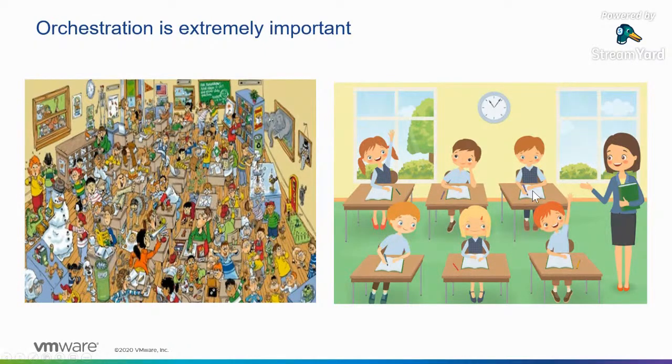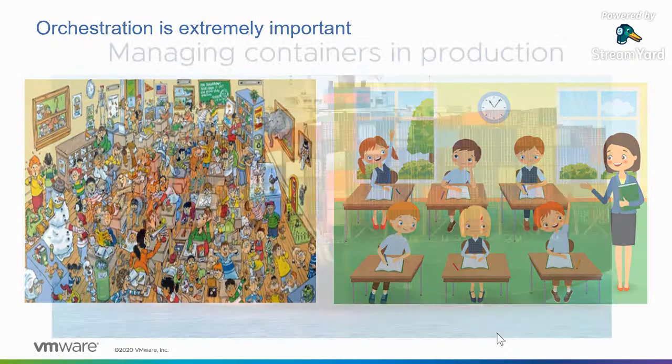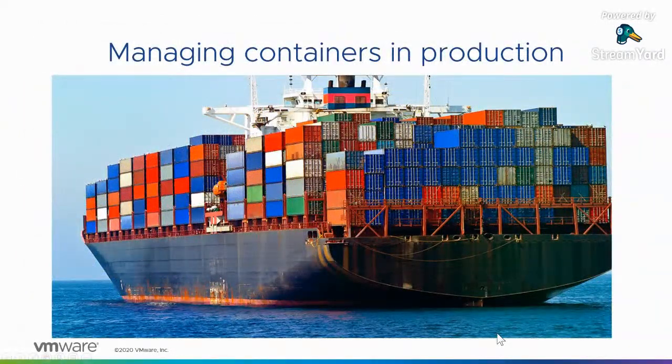The difference between these two pictures is the presence of an orchestrator. Once you have an orchestrator, it is easy to manage your containers. And this is where Kubernetes comes into the picture. When you have to manage your containers in production, the go-to solution is Kubernetes.